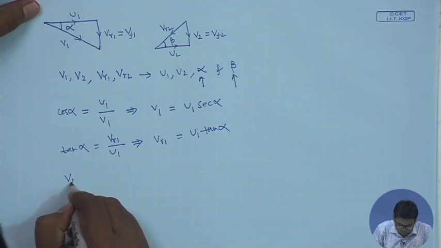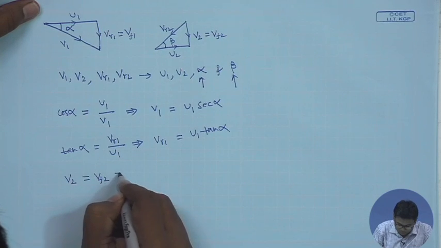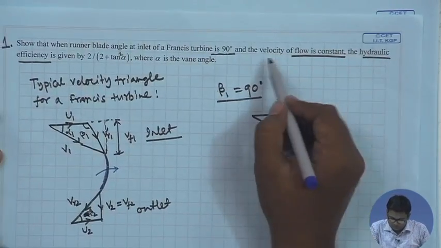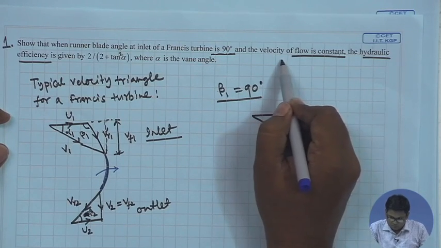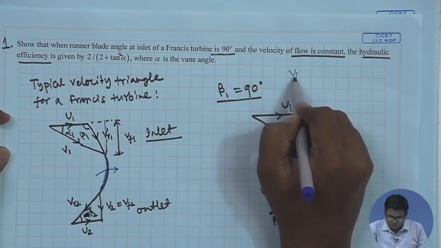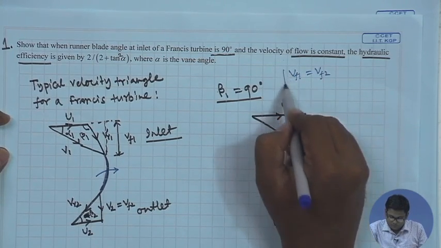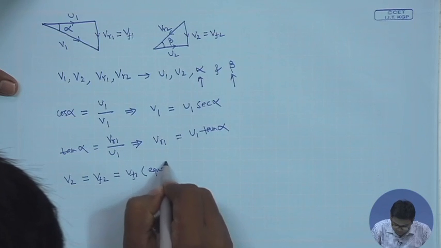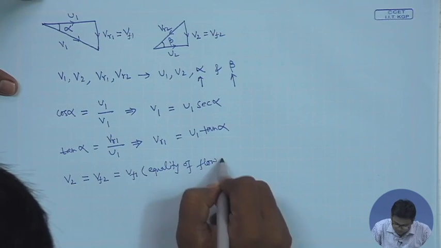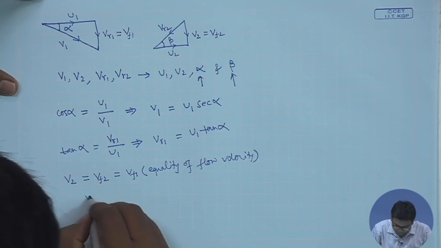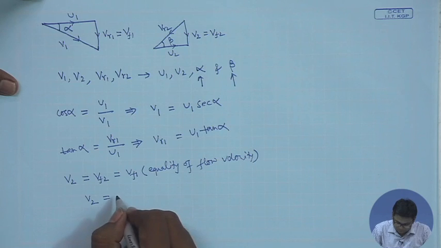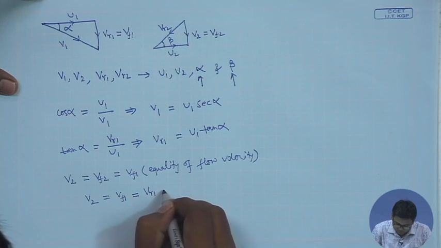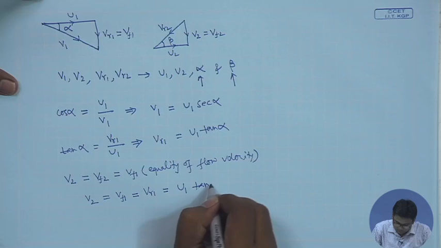Now, V2 is equal to Vf1 as per the definition of the problem. In the problem it is mentioned that the velocity of flow is constant, so the flow velocity at inlet will be equal to the flow velocity at outlet. So Vf1 equals Vf2. Using this equality of flow velocity, we can write V2 as Vf1, which is Vr1, equals u1 tan alpha.